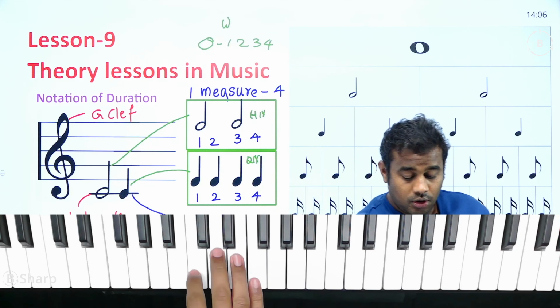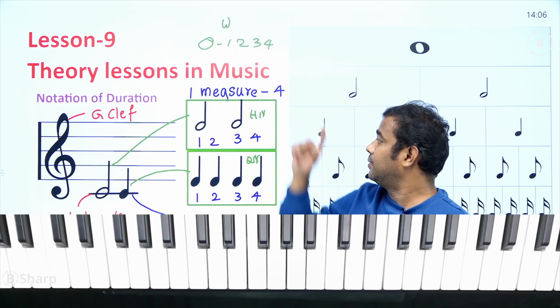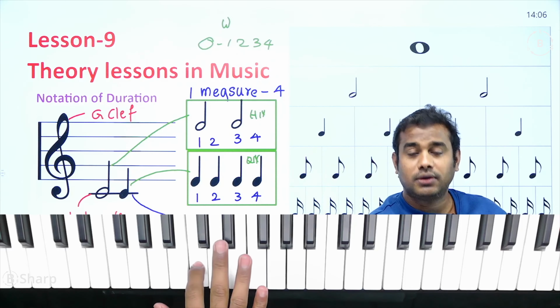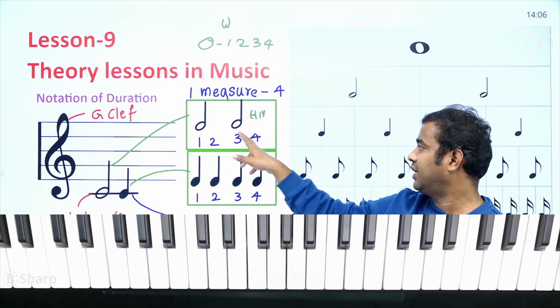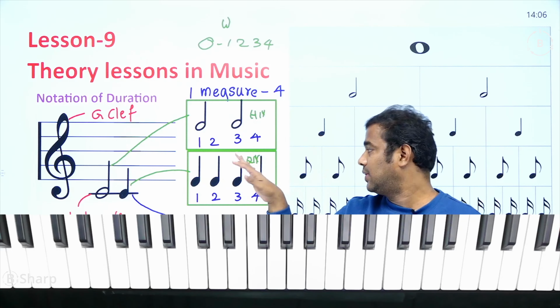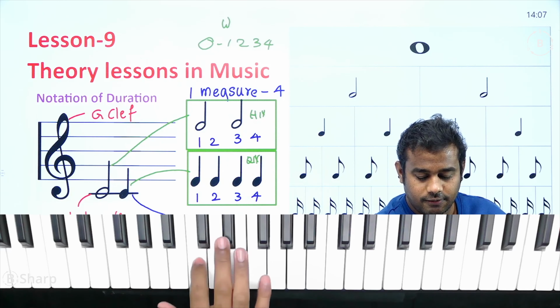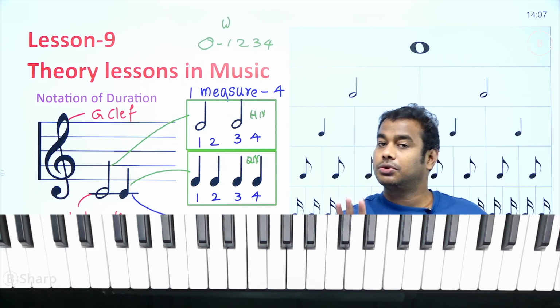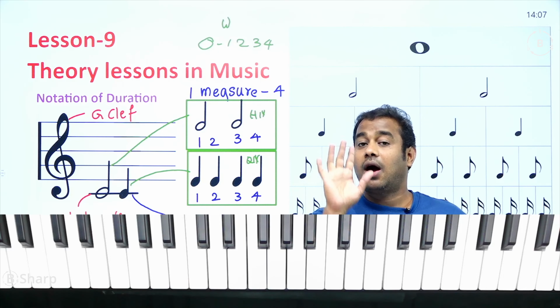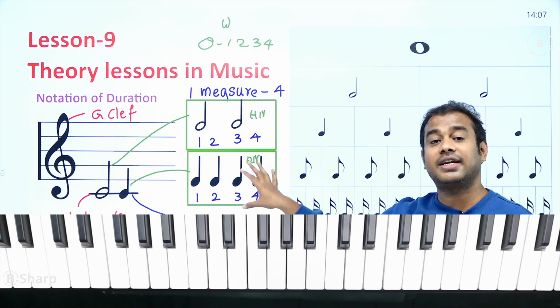So 1, 2, 3, 4 is the whole note. The half note is 1, 2, 3, 4. And likewise, this quarter note, how it will come is 1, 2, 3, 4, 1, 2, 3, 4, 1, 2, 3, 4. For all the counts, you have to play the button, or else you have to play that respective key.